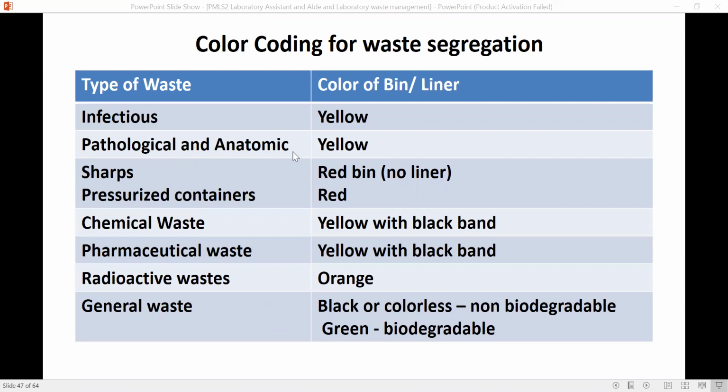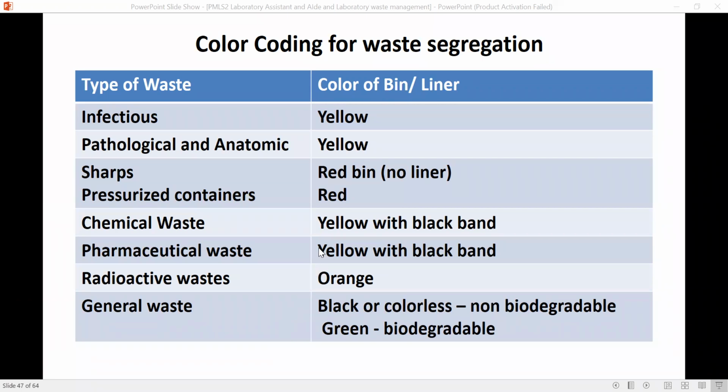Okay, for infectious waste, kailangan naka-yellow bin or liner. Kasi di ba yung iba, liner lang yung yellow, tapos yung trash can nila ordinary trash can. Yung iba naman, pati yung bin nila kulay dilaw. Basta yellow. Pag pathological and anatomic, same, yellow din.